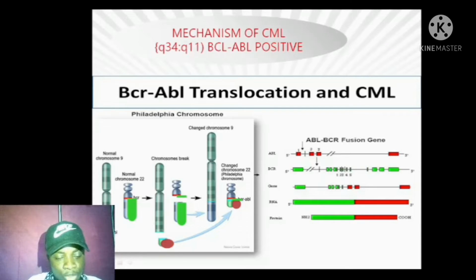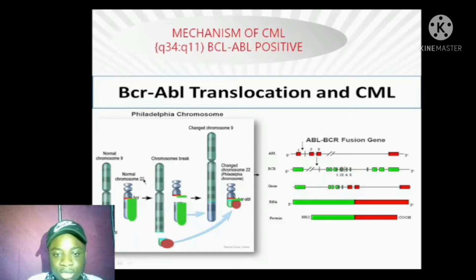So the ABL portion, and you see that. Now if you look at chromosome 22, that's a short one, it also has the BCR portion. Now there is translocation between chromosome 9 and chromosome 22. After the translocation, there's a chromosomal break. Part of this will break, then they will fuse.